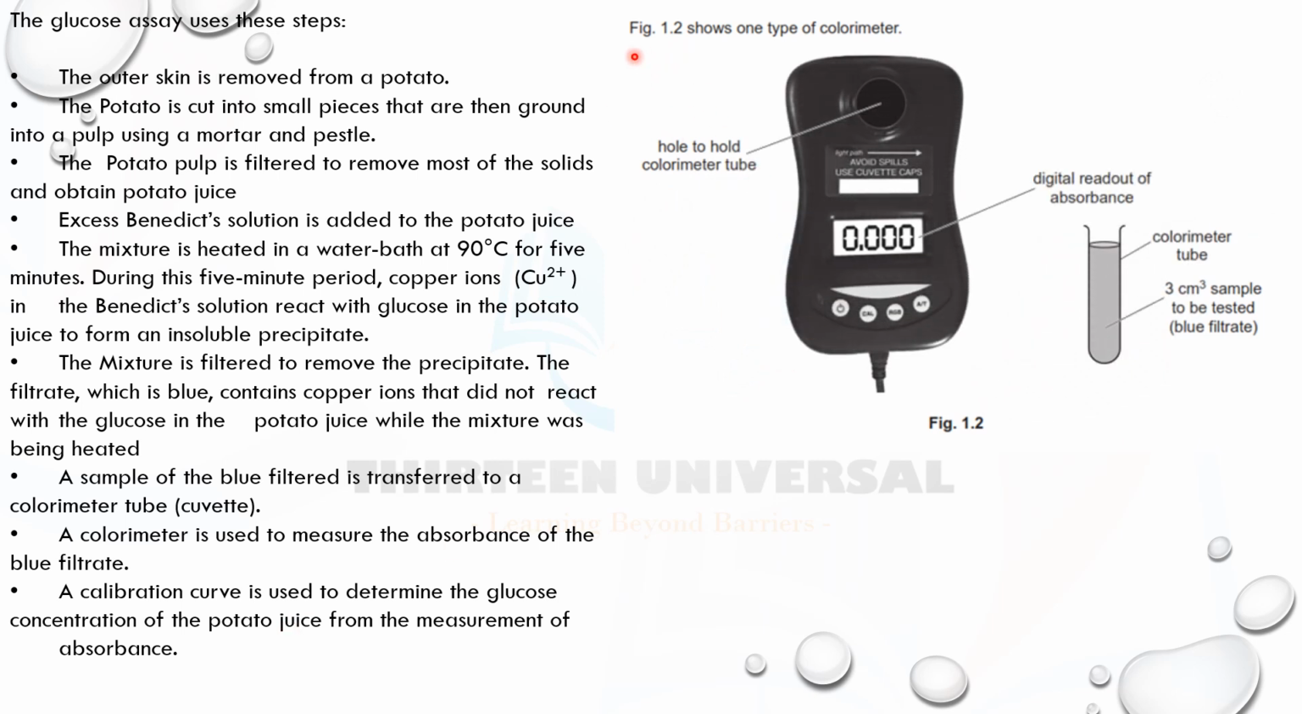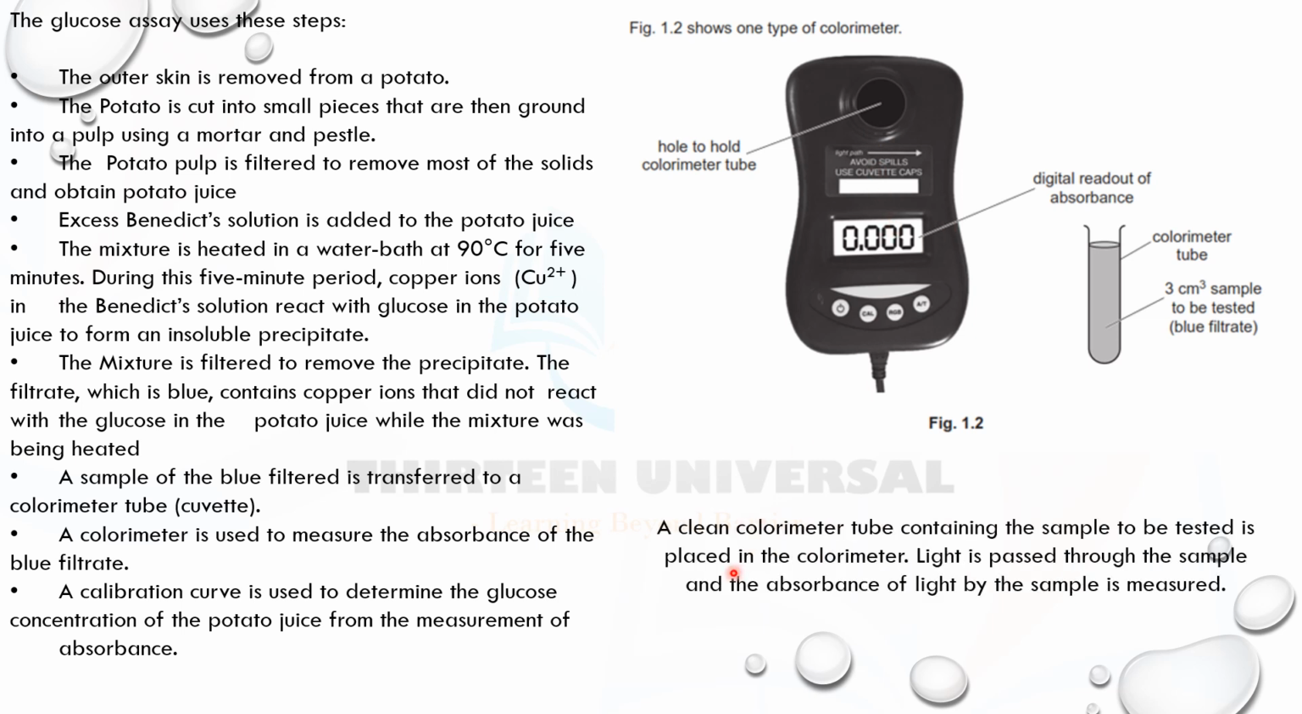Let's solve questions. Fig 1.2 shows one type of colorimeter. This is a type of colorimeter. It holds the colorimeter tube, which is covetted. That's the digital readout, absorbance. So like I said, every diagram, every text is a stimulus material. Whatever you are given helps you to understand that. Okay, now let's go to the next question.